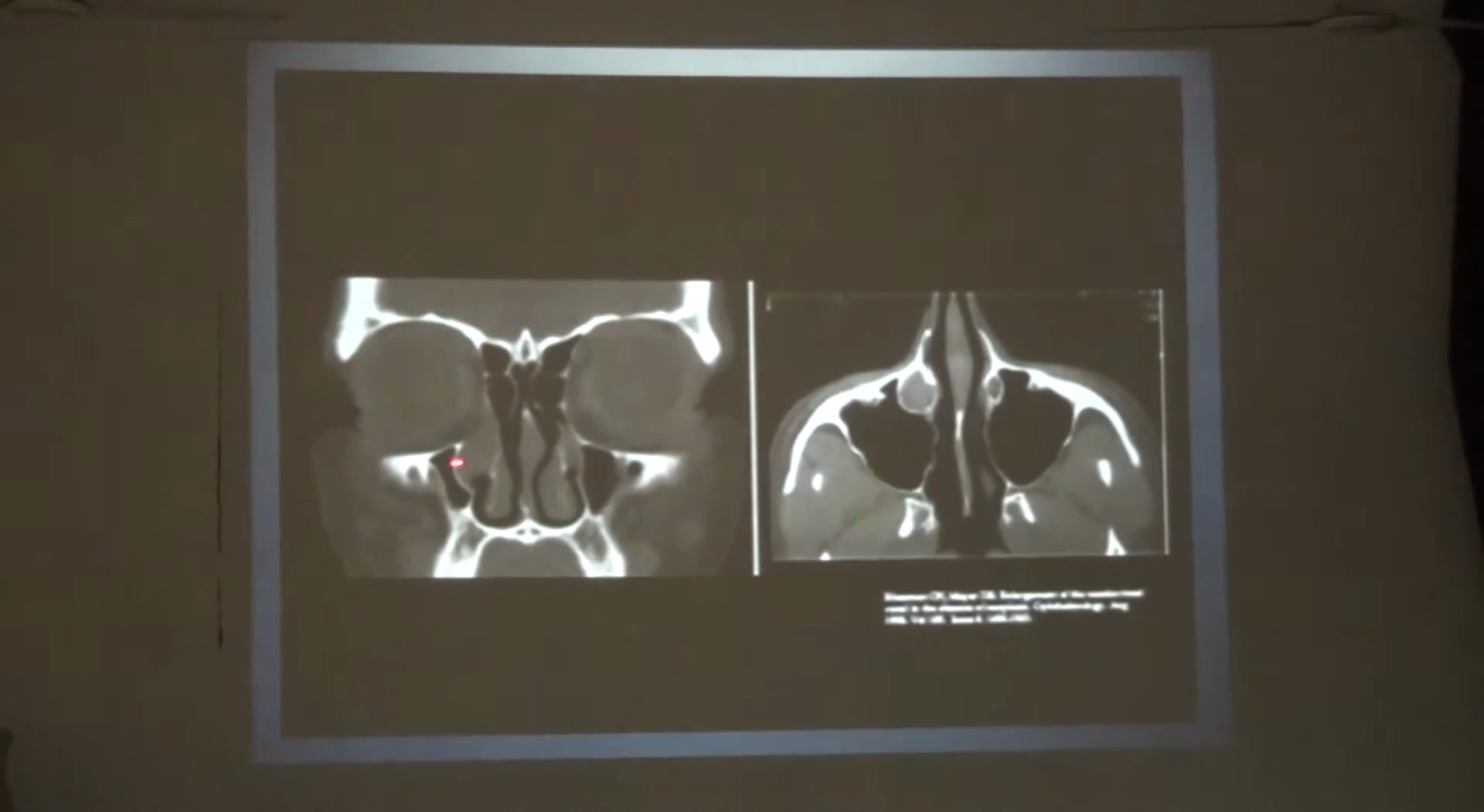One CT scan taken from the net. This is the nasolacrimal duct, maxillary sinus. This is blocked. This gray area is blocked. It should be black.